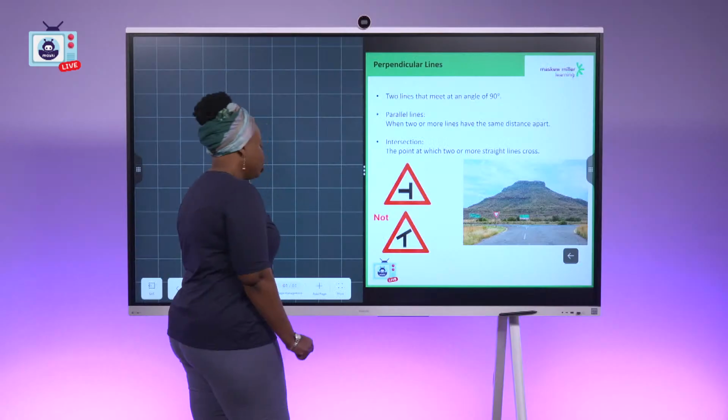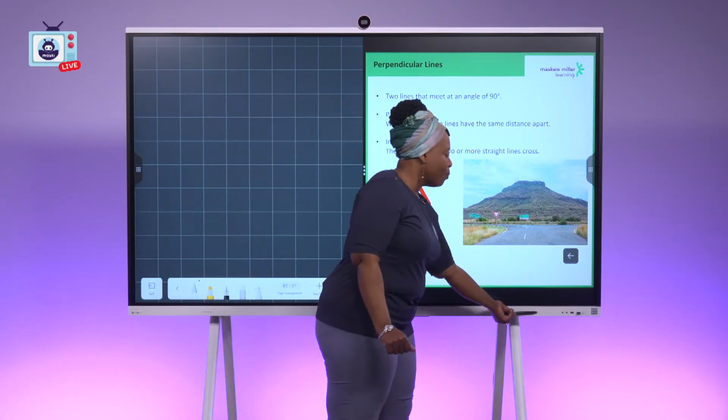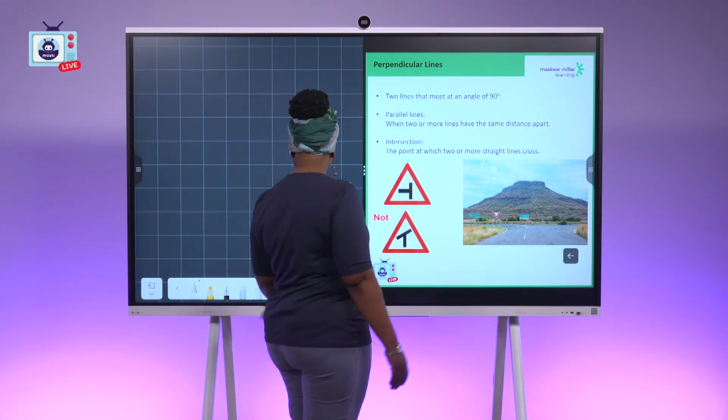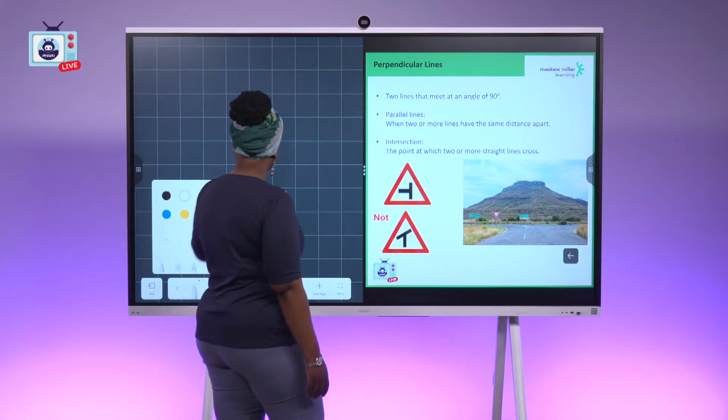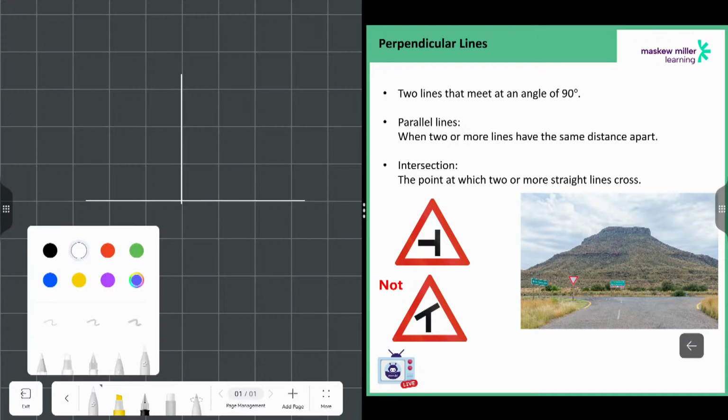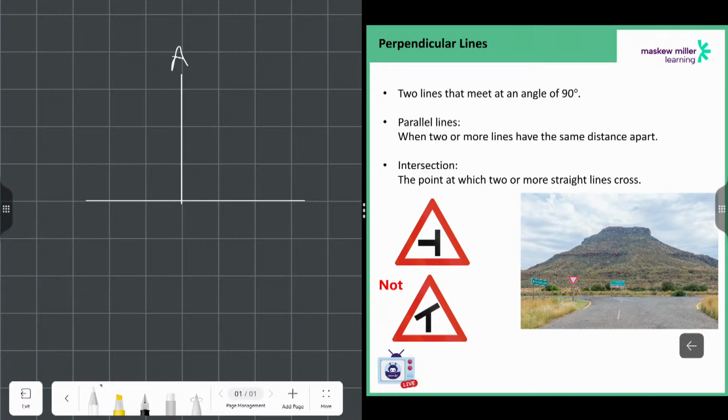Okay, so we're going to start with perpendicular lines. Perpendicular lines are basically lines that, if you had two lines drawn in this manner, say I have line AB, which is this line, and I have CD, which is my horizontal line. You see my vertical line and my horizontal line, all the time where they meet, we call it 90 degrees, and that is perpendicular.